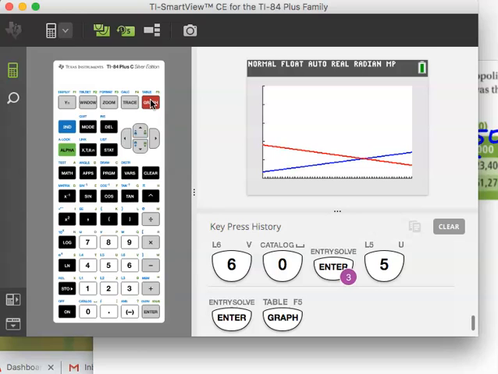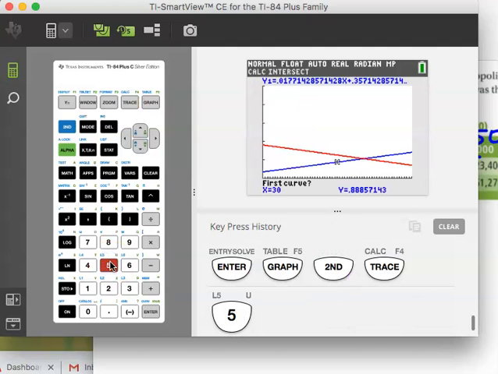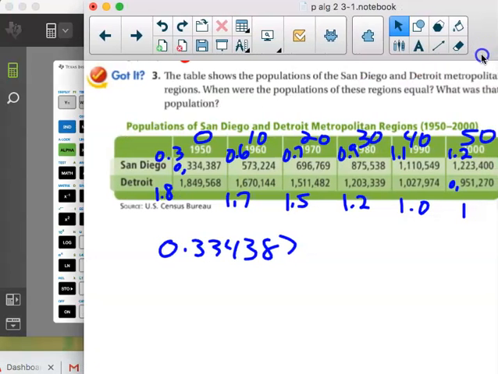That's better. Still have some white space, but we can definitely see the intersection a lot clearer. So second trace, call up Blinky, number 5, enter 1, 2, 3 times. And Blinky says 40.7 years later, they will be the same at 1.08 million. So let's go ahead and get that information down.